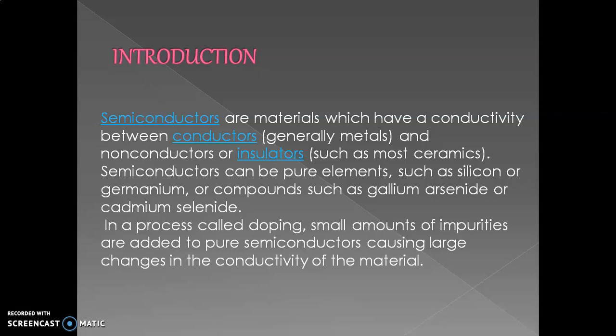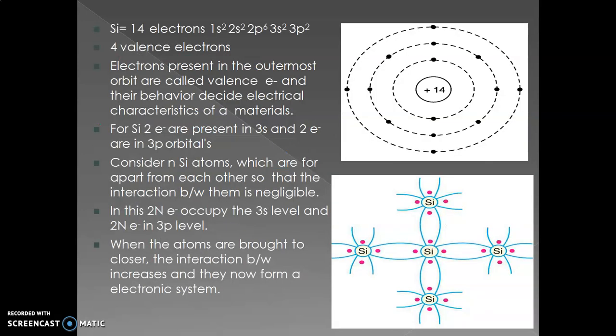Here we are using germanium and silicon, the pure elements, as semiconductor materials. Generally, we take silicon and germanium as semiconductor materials. It is a pure element material.